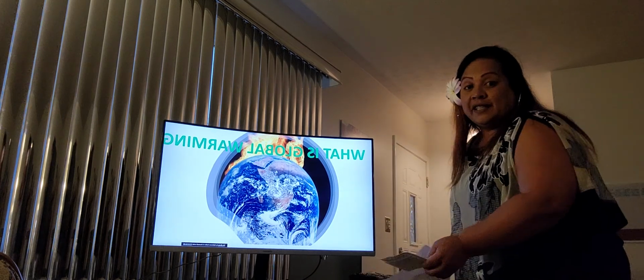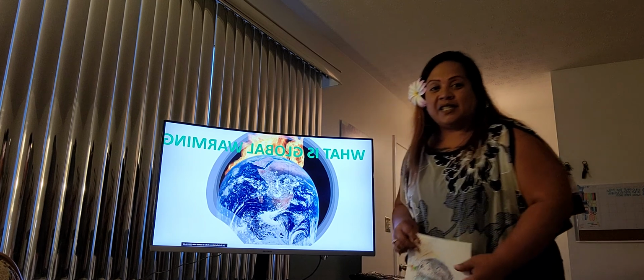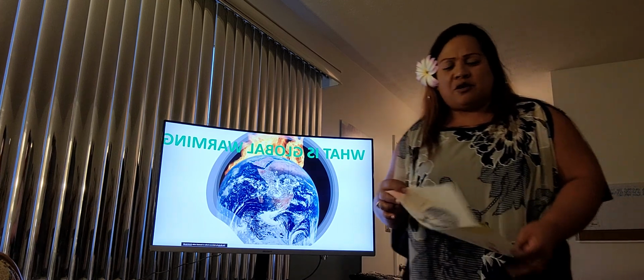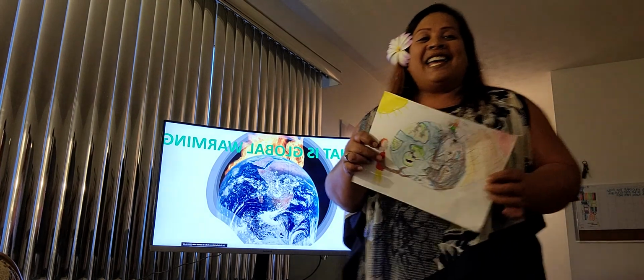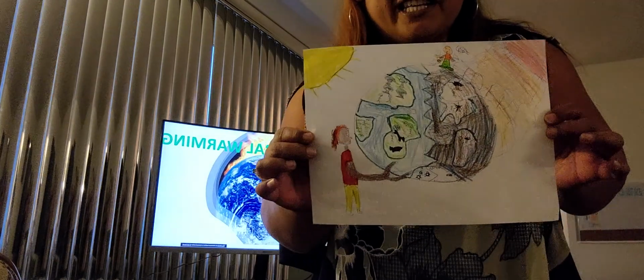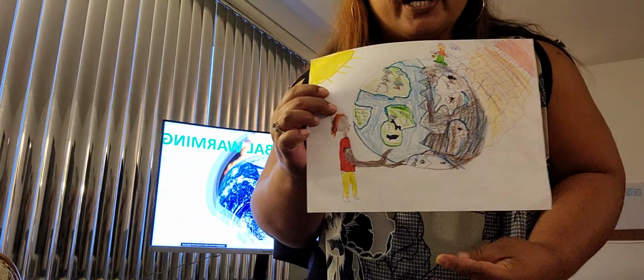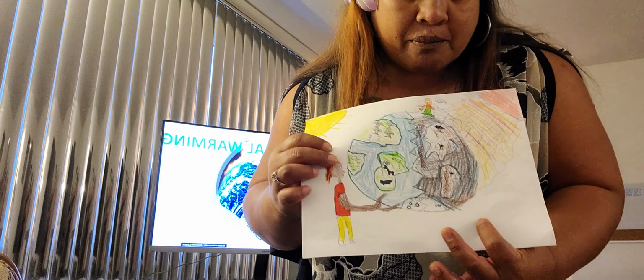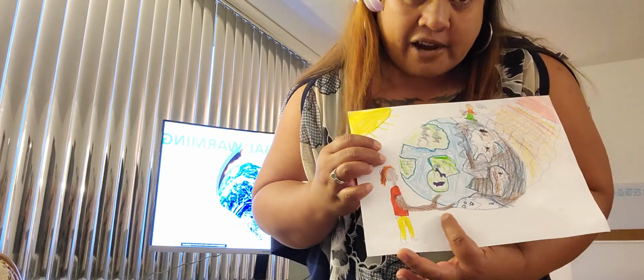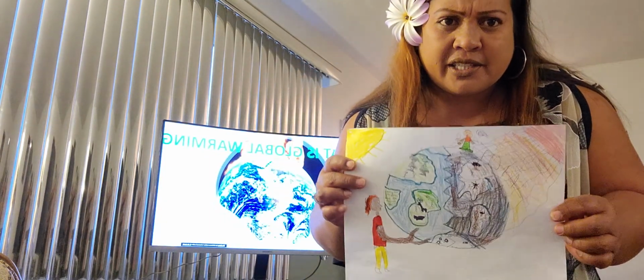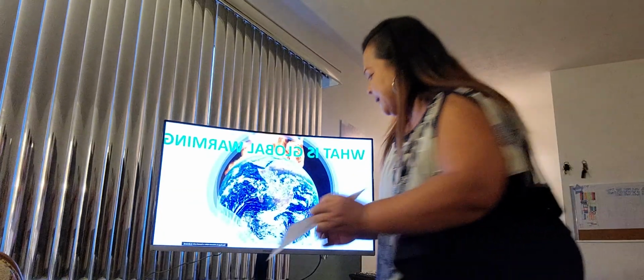So yesterday, I asked my kids to draw a picture of how much they know about global warming. And look, this is what they did. Half of the Earth is already destroyed, which is in brown color, and the other half is still good. And that's how they understand what global warming is.